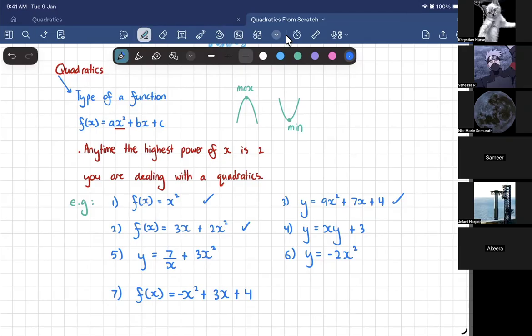Let me not confuse you all, but if any of you are going to do pure maths, you're going to see expressions like this that are not in the explicit form. You'd call these implicit equations because y is not the subject of the formula. You'd have to make y the subject of the formula before you do anything.